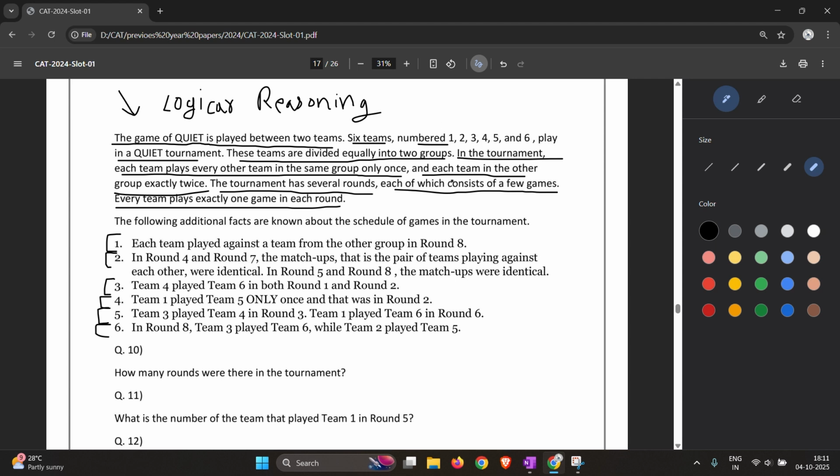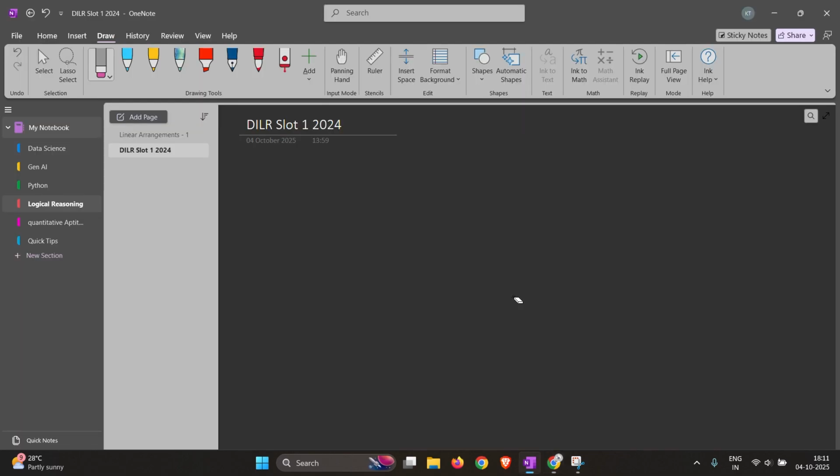So that means that there are six teams, they are divided into two groups of three each, and the teams which are in the same group play one game together in one round, and the teams which are in opposite groups play exactly two rounds together. So this is the information that we have till now. Even using this information, we can still deduce a lot of things. For example, we know now that there are six teams, 1, 2, 3, 4, 5, 6, and let's say that these are the groups. The groups can be anything, but let's say that these are the groups.